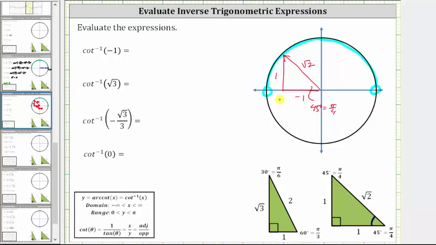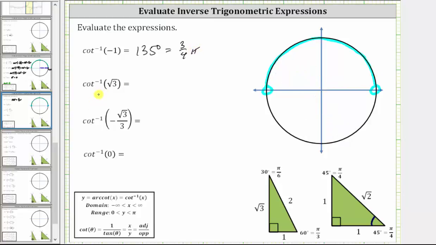Which means the angle we are looking for in the open interval from 0 to pi radians has its initial side along the positive x-axis and the terminal side along this ray, and therefore the angle we are looking for in the interval that has a cotangent function value of -1 is 135 degrees, or 3/4 pi radians, which we can determine by taking 180 degrees, or pi radians, and subtracting the reference angle of 45 degrees, or pi over 4, or 1/4 pi radians, and therefore inverse cotangent of -1 is equal to 135 degrees, or in radians, 3/4 pi radians.